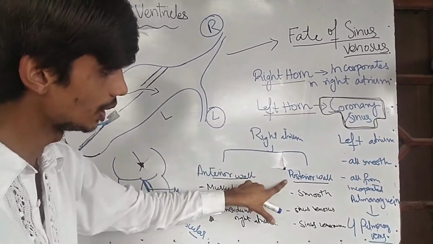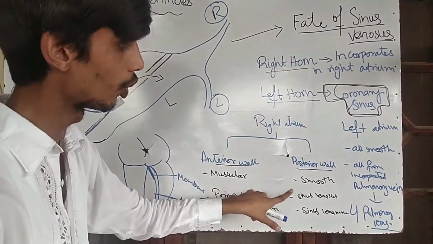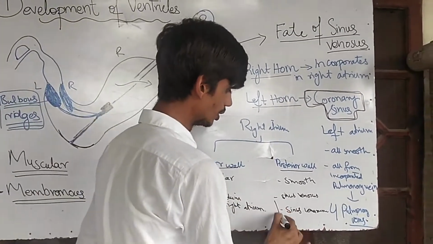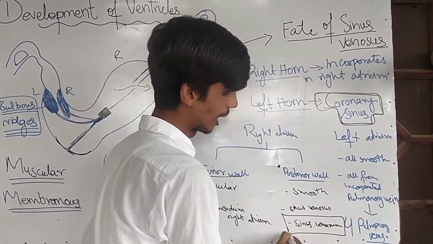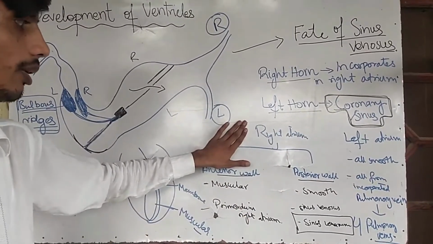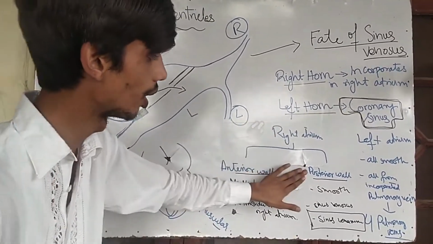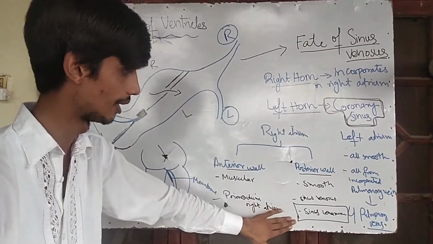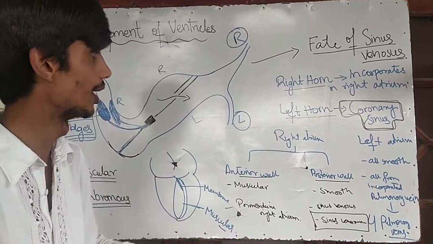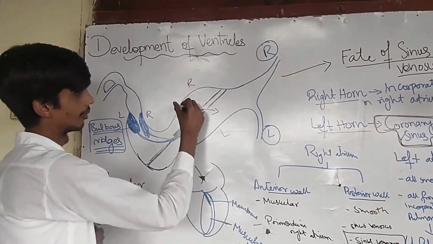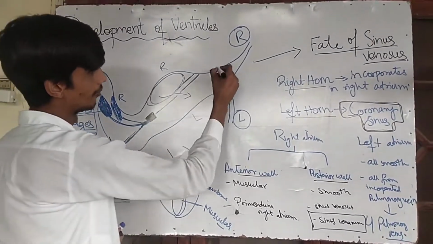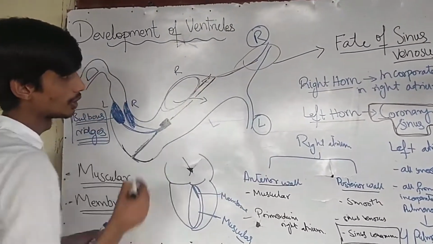We know that the posterior wall of the right atrium is smooth because it is derived from the sinus venosus, and that's why we call the posterior wall the sinus venarum. In an adult, after the baby is born, the posterior wall is smooth, so we call it sinus venarum, whereas the anterior wall is muscular because it is formed from the primordial right atrium. Primordial right atrium means this right atrium. This part will form the anterior wall, and this part will incorporate and form the posterior wall.